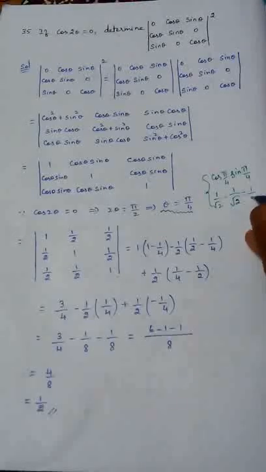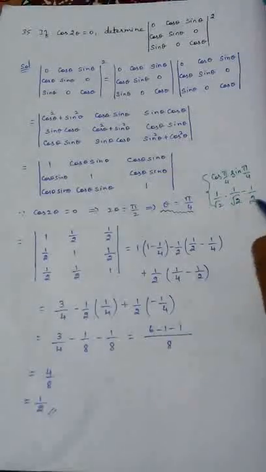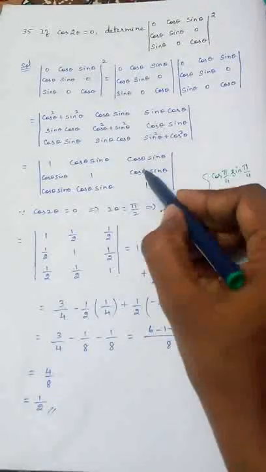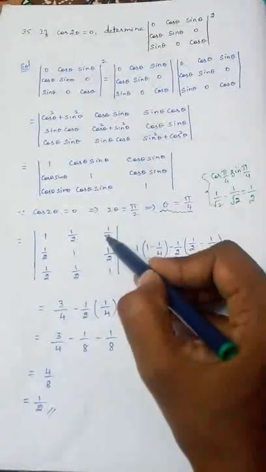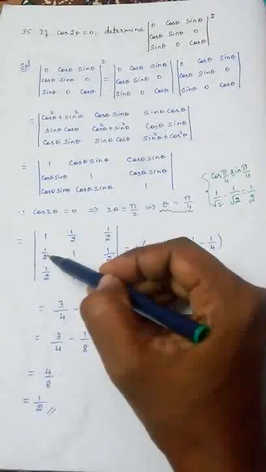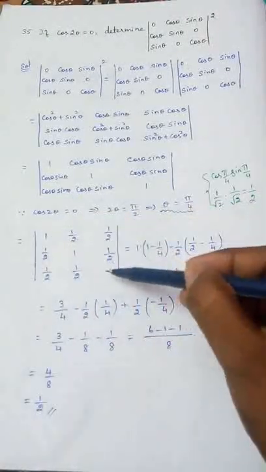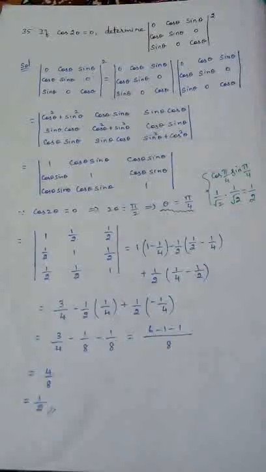So multiplying these we get 1 by 2, because root 2 into root 2 is 2. That is why 1 by 2 is written here. Here also cos θ sin θ, so 1 by 2. Everywhere it is cos θ sin θ. So the diagonal element is 1, and all the other elements are 1 by 2. How does it come? Substituting θ equal to 45 degrees.